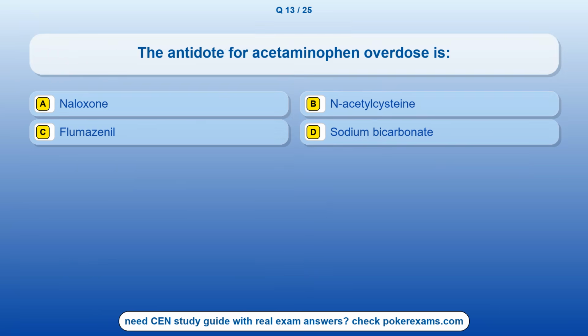Question 13. The antidote for acetaminophen overdose is: Option A, naloxone. Option B, N-acetylcysteine. Option C, flumazenol. Option D, sodium bicarbonate.